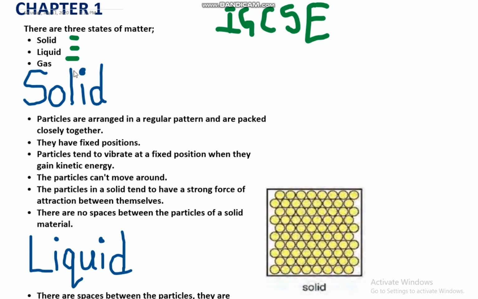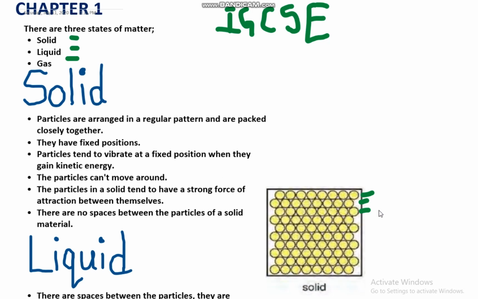And we'll start off with solid first. Solids are particles that are arranged in a regular pattern and are packed closely together. For example, in this picture we can see that particles are arranged in a perfect straight line and they are closely packed to each other, so they don't have spaces between. These spaces are just because of the drawing.